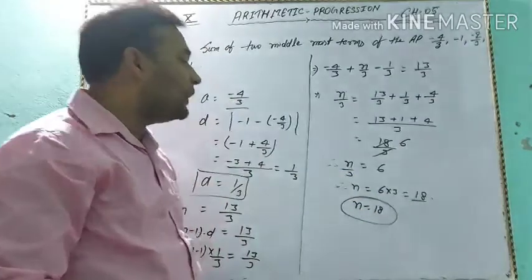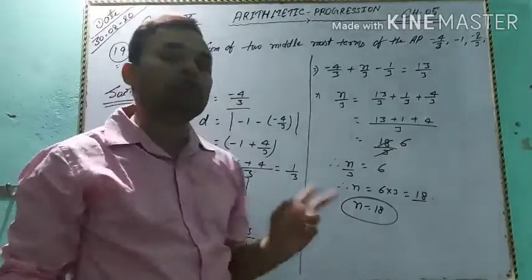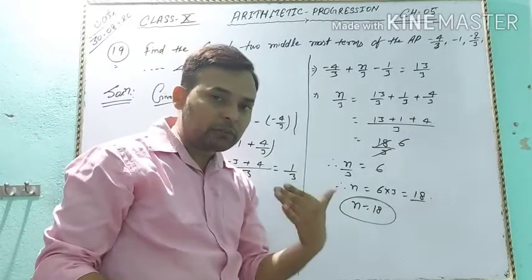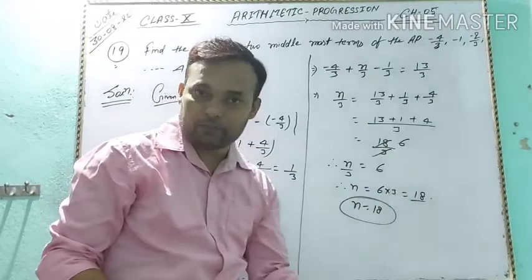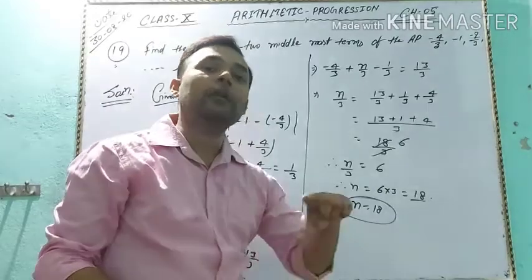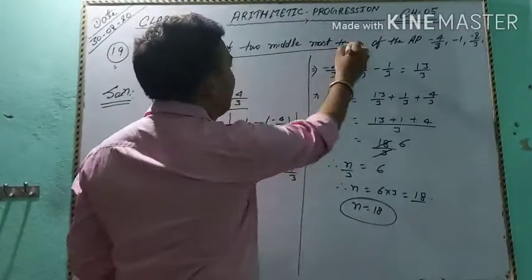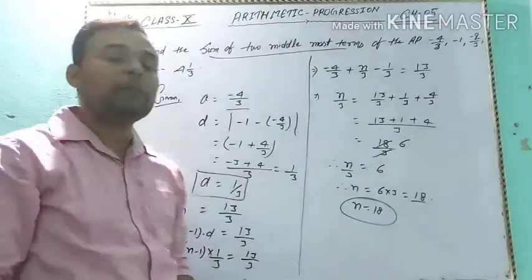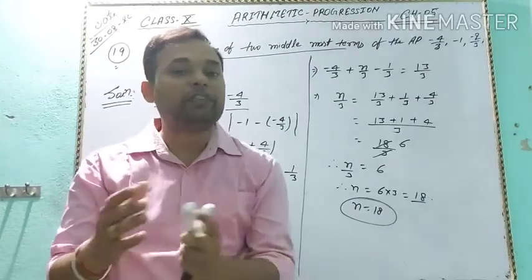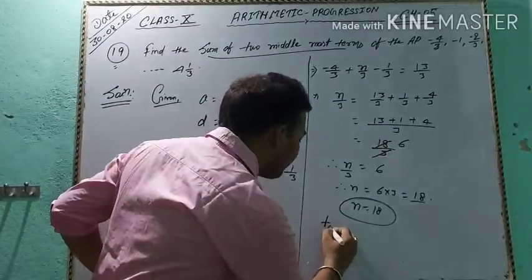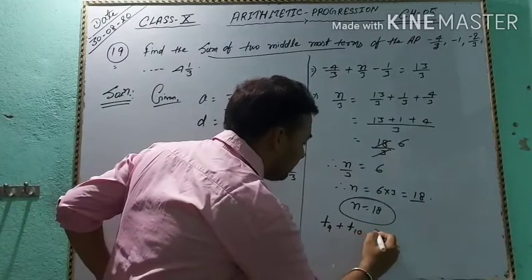So the two middlemost terms: 18 by 2 is the ninth term and the 10th term. This is the middlemost term. So find the value of the sum of the two middlemost terms. The sum of the two middlemost terms means T9 plus T10. So find the value of T9 plus T10.